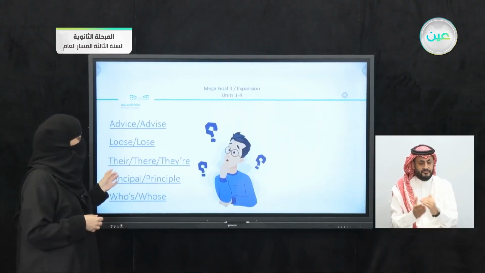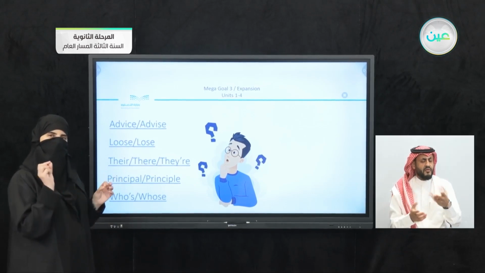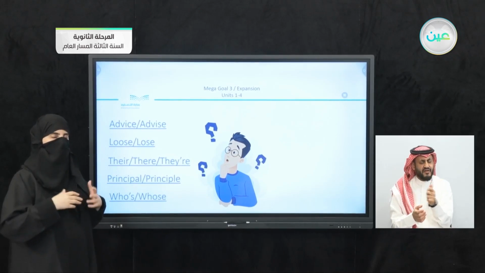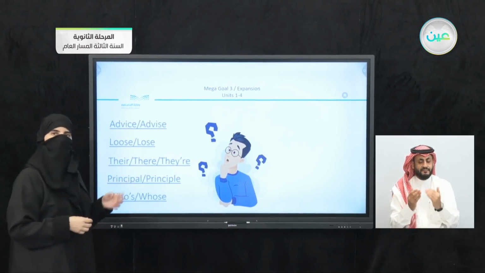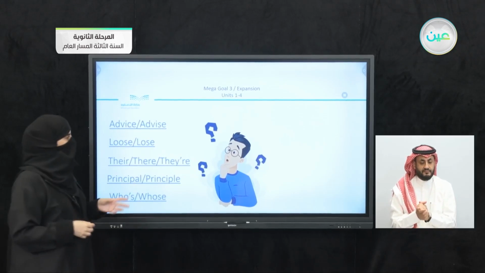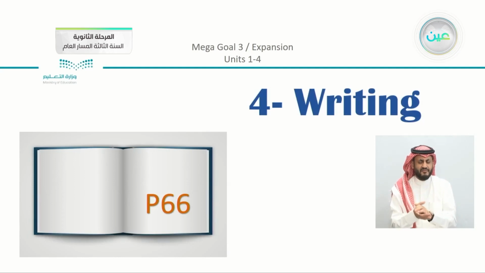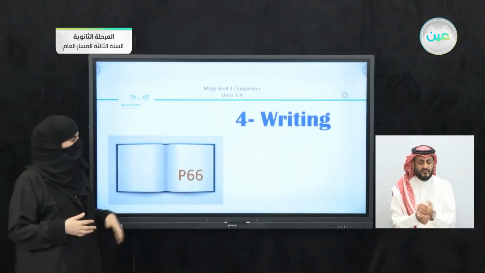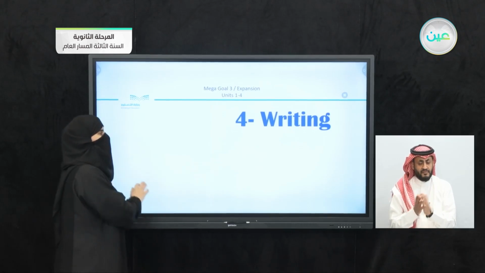We have here principle and principal also. So what is the difference? You can see there is a slight spelling difference that gives a completely different meaning. And we have here who's and whose. Now these are just examples of some words that might confuse you. We're going to go back to the book we have here on page number 66, and we're going to see what we have more.